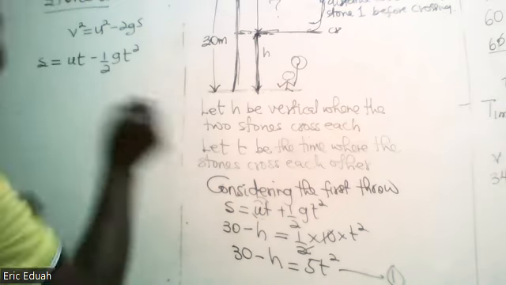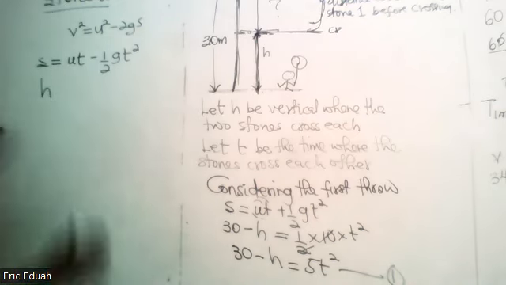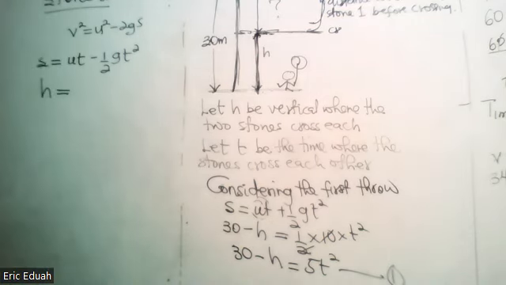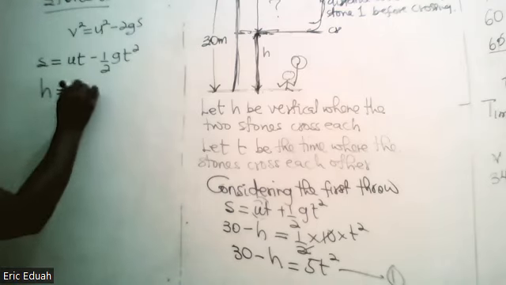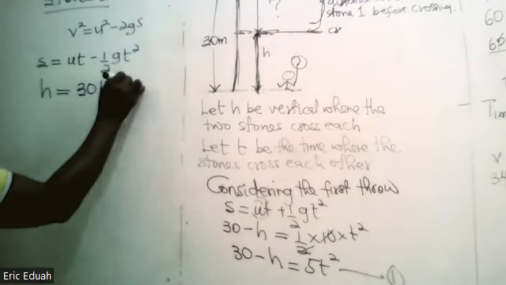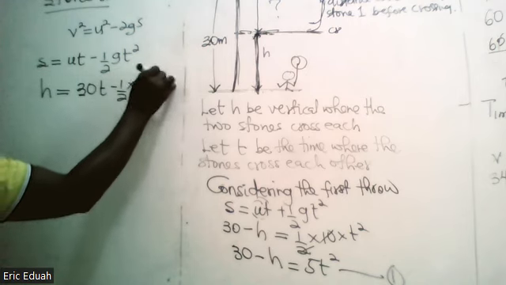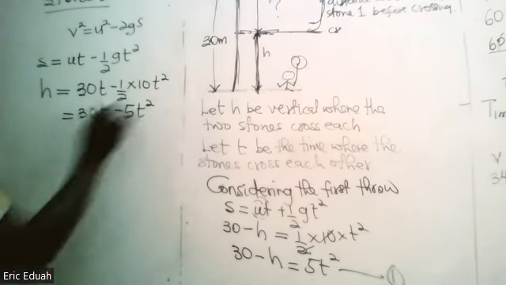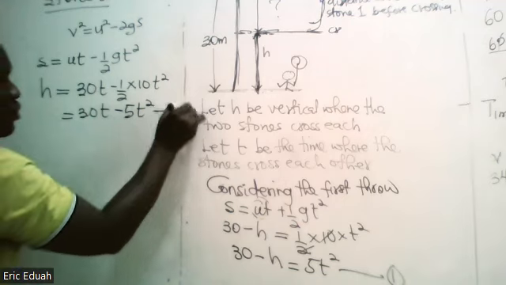Yes, please. So H would be equal to, the question gave us U. What is the value of U? What's the value of U given from the question? 30 meters per second, so 30 times t, we don't know, minus half times 10 times t squared. So we have 30t minus 5t squared. So we have this to be equation 2.